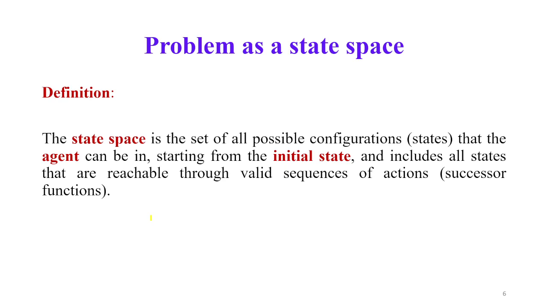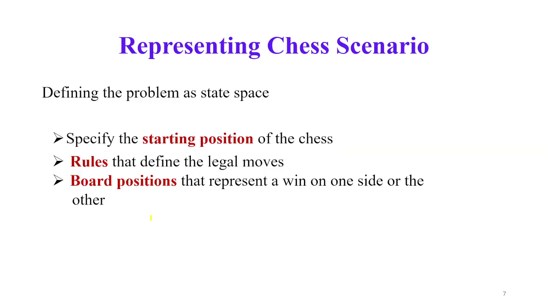The agent's job is to search through the state space to find a path to the goal. That path should be efficient because there must be multiple paths available. Next, we will take an example, a chess scenario. So for this particular problem, how do we define the problem as a state space?